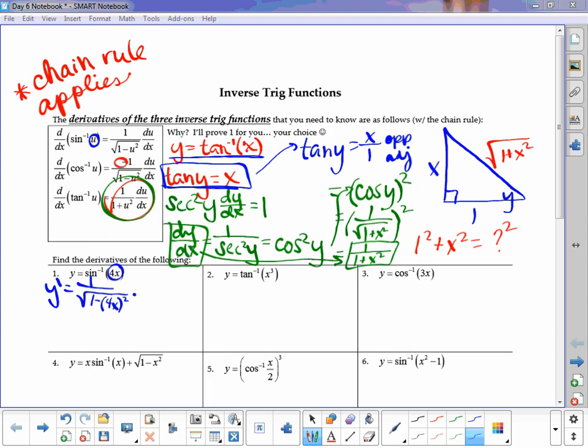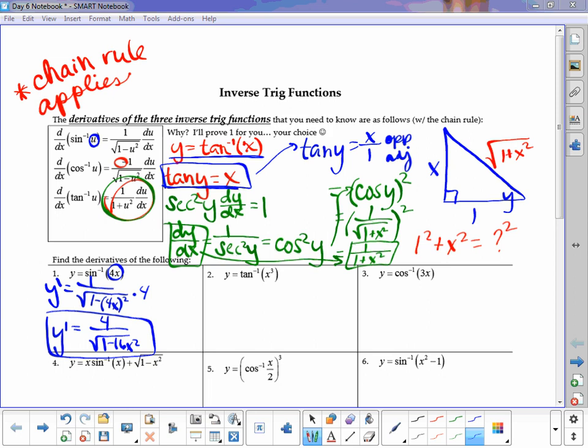Multiply by derivative of my argument and derive 4x. It's just 4. For response, you can leave it like that. Let's clean up just a little bit though. So I would have 4 over square root of 1 minus 16x squared. There's our derivative. Questions on that? The key thing, don't forget your derivative.